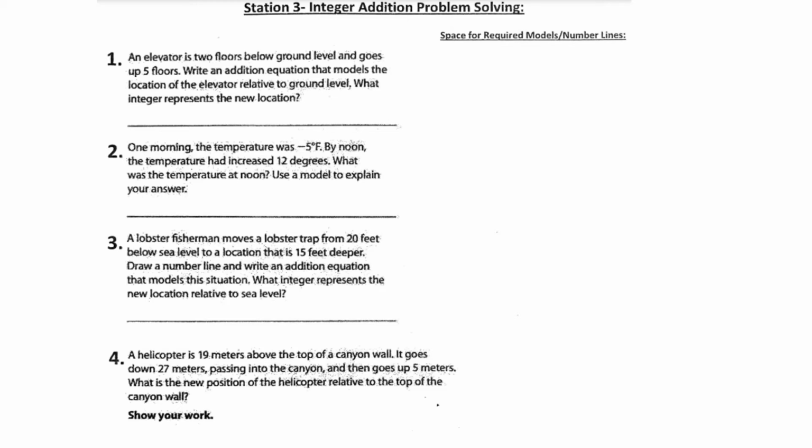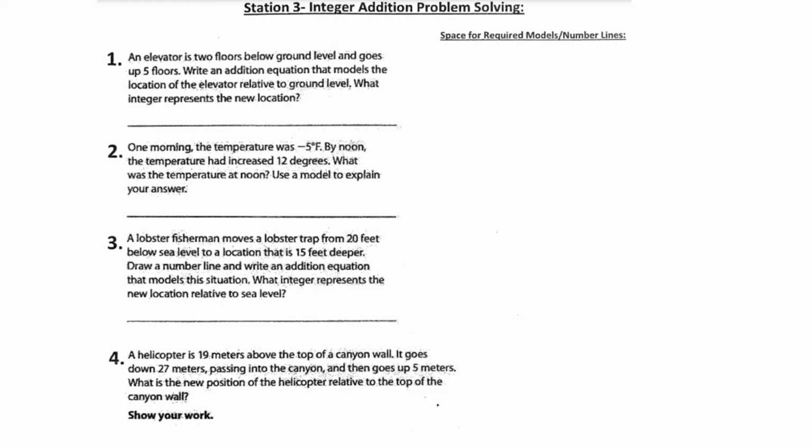Number 3, a lobster fisherman moves a lobster trap from 20 feet below sea level to a location that is 15 feet deeper. Draw a number line and write an addition equation that models this situation. What integer represents the new location relative to sea level? So again, you need a number line, an addition equation, and your answer of what integer represents the new location relative to sea level.